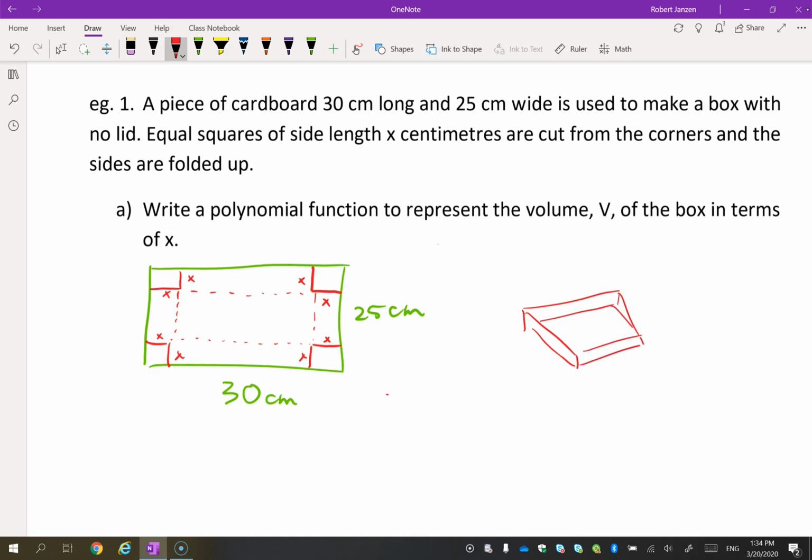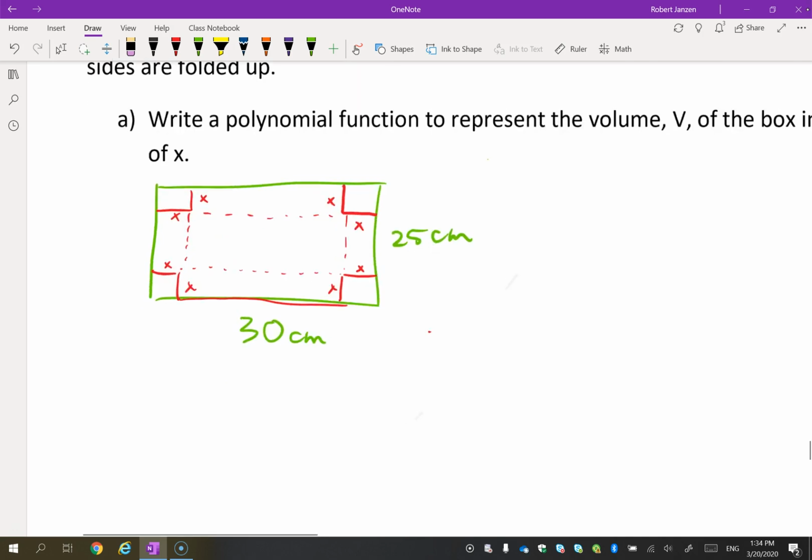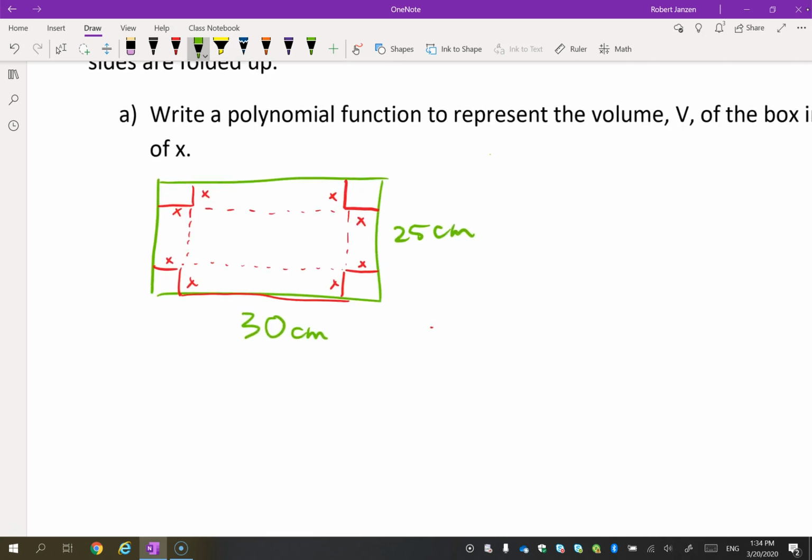Okay, be something like that, right? With this length being the x value, this being along here. Okay, so let's try to figure out how to draw this, how to figure it all out. So we're going to figure out the volume of the box, and it's going to be length times width times height.